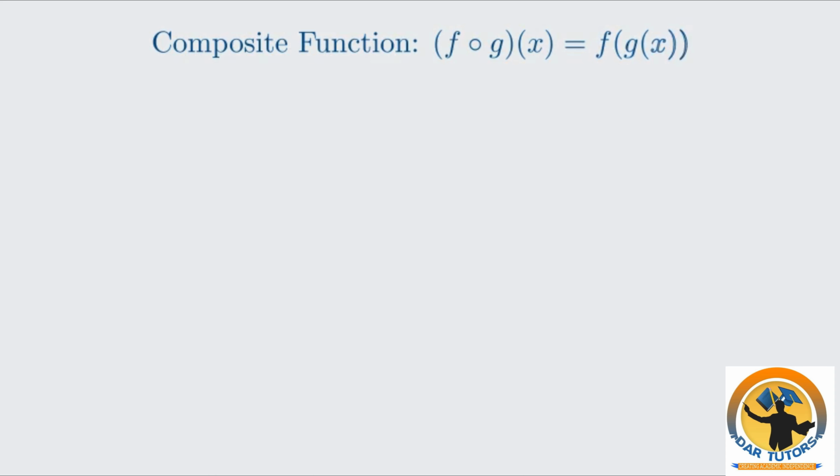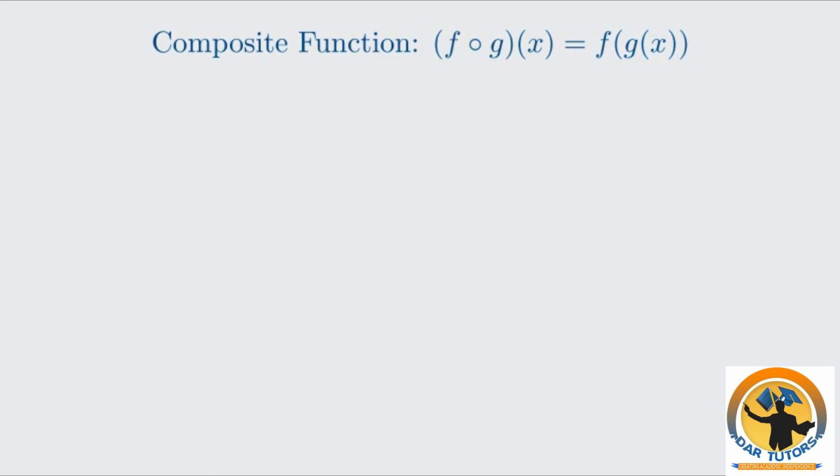Now, let's move on to our second objective, understanding composite functions and their inverses. This involves combining functions and then finding the inverse of that combination. A composite function, like f of g of x, means we apply the function g first and then apply the function f to the result.